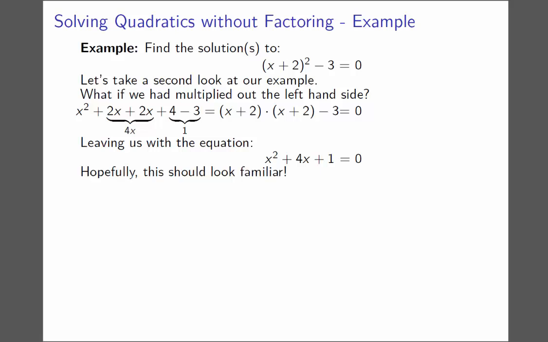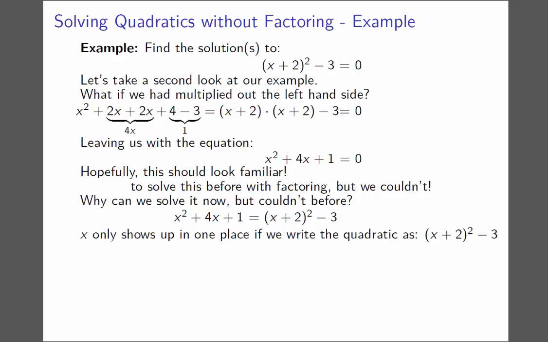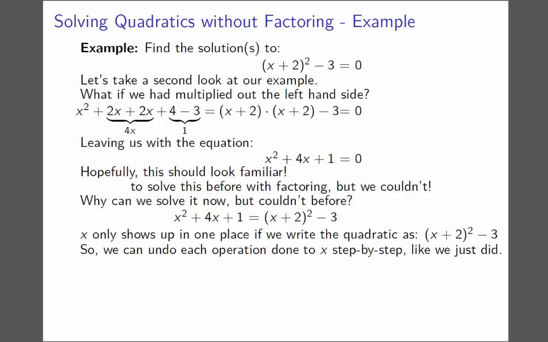Hopefully, this should look familiar. Remember, we tried to solve this before with factoring, but we couldn't. So why can we solve it now, but we couldn't before? Well, if we write it as x² + 4x + 1, we can't solve it. But if we write it as (x + 2)² − 3, we can solve it. Why? Because on the left, x only shows up in one place, which means that we can undo operations step by step, just like we finished doing.